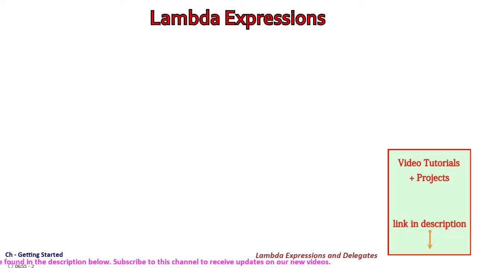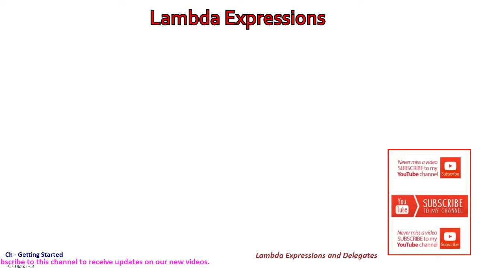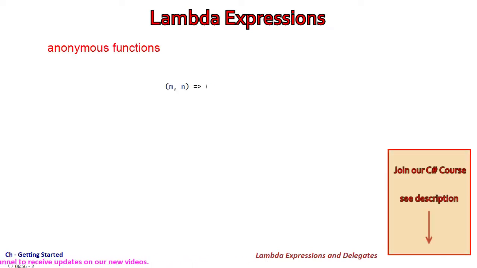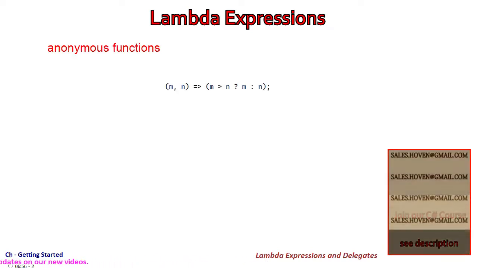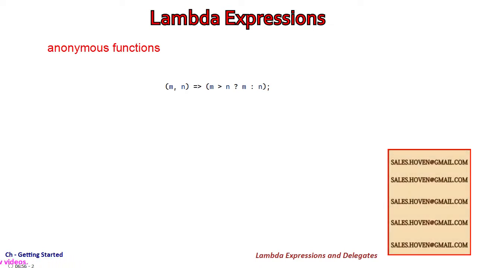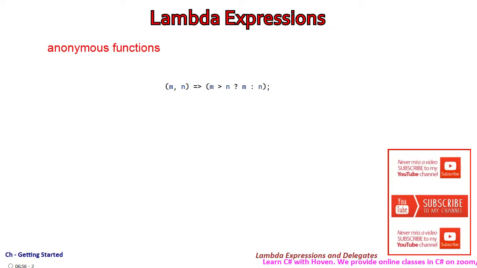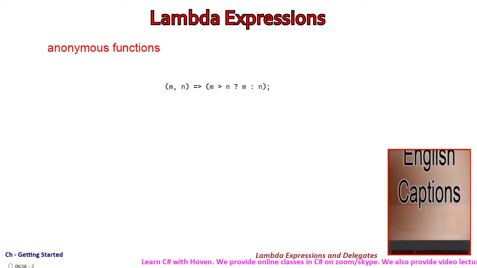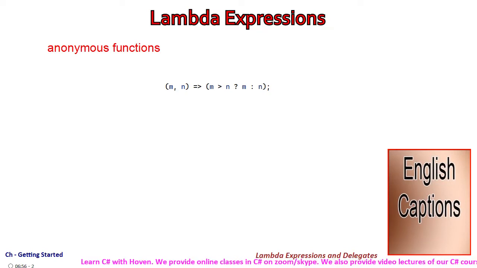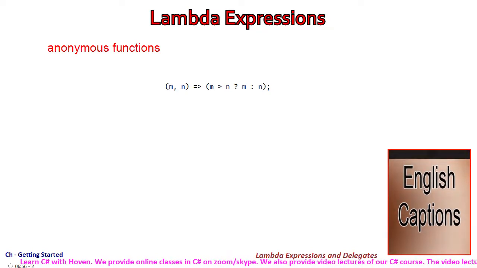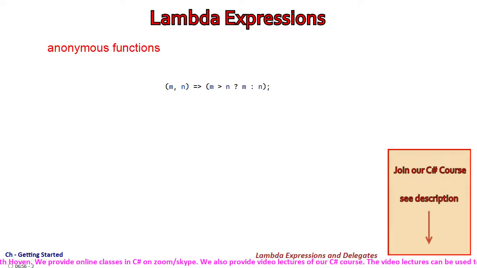Next, let's see lambda expressions. Lambda expressions are used to create anonymous functions. Consider this lambda expression that specifies two input parameters. Notice that they are specified on the left side of the lambda operator, equal to greater, which we can call goes to. So the two inputs reside on the left side of the operator, and the compiler can infer their data types from the context of use.